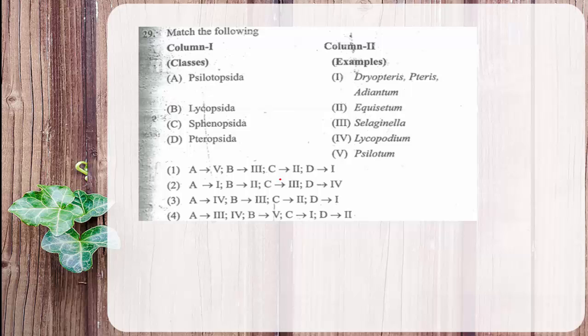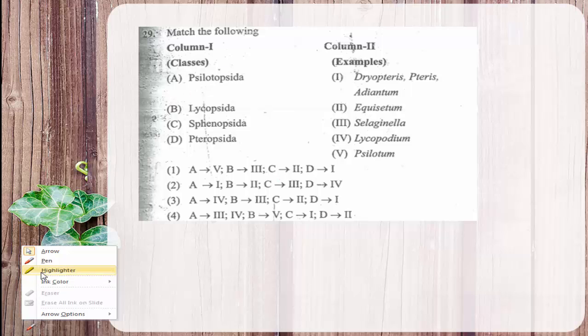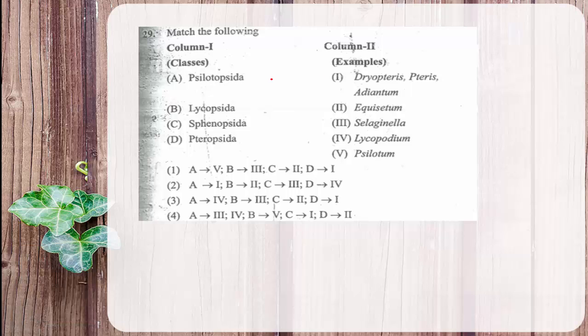Class names and examples, both of them are pteridophytes. Let us find out which one is the right option. The classes of pteridophytes are Psilopsida, Lycopsida, Sphenopsida and Pteropsida. Members of Pteropsida are called ferns. Psilopsida, the one example is Psilotum.